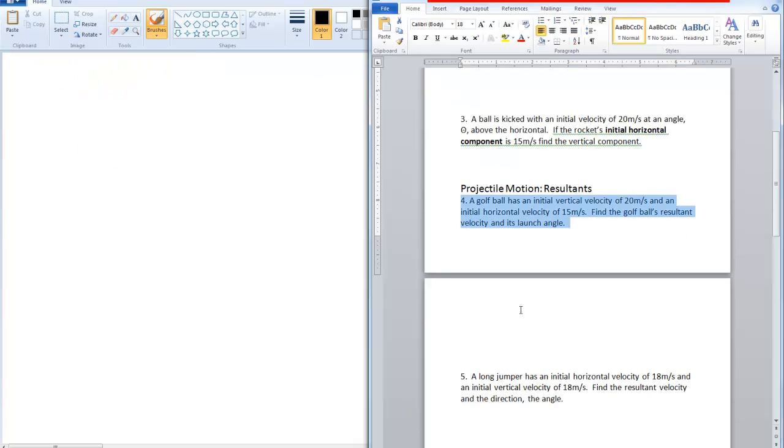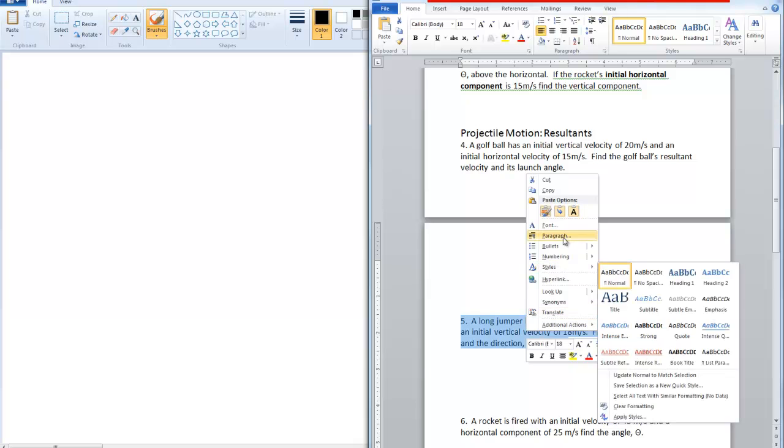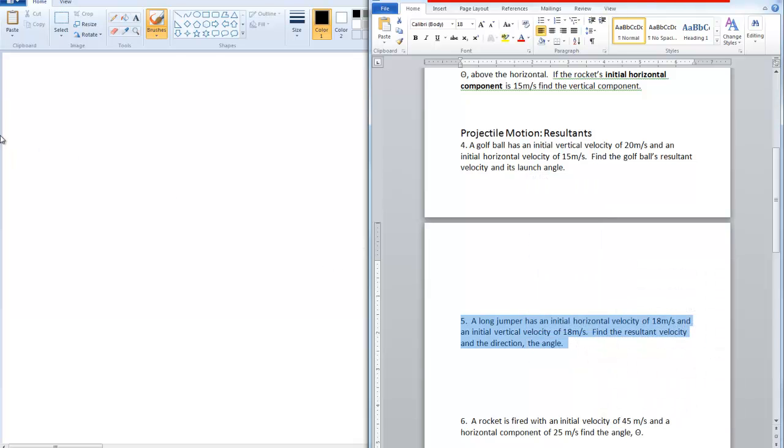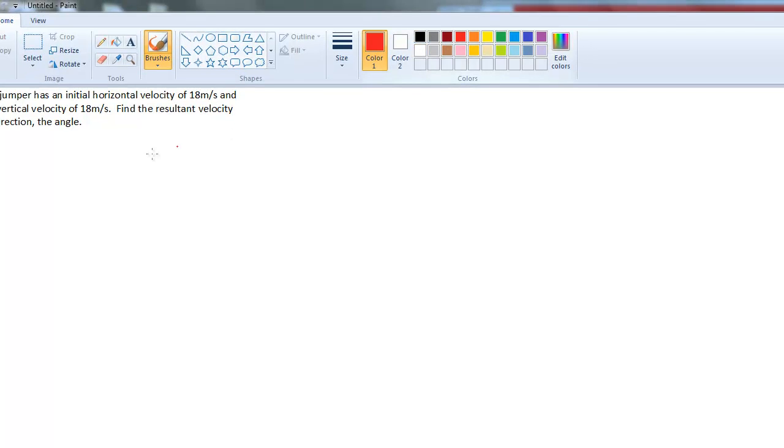All right, question 5. A long jumper has an initial horizontal velocity of 18 meters per second and an initial vertical of 18 meters per second. Find the resultant. So initial horizontal, that's 18 meters per second. An initial vertical of 18 meters per second. Find the resultant.